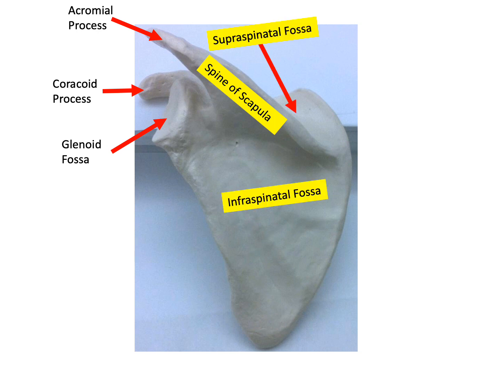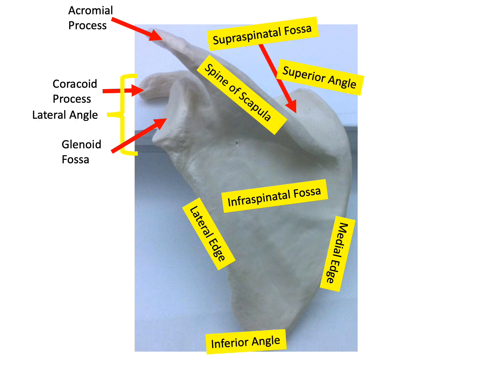Superior to the spine of the scapula, we have the supraspinatal fossa. Inferior to the spine of the scapula, we have the infraspinatal fossa. Once again, we'll have our edges. To the lateral side, we have the lateral edge, and to the medial side, we have the medial edge. And then we have our three angles, our superior angle, our inferior angle, and our lateral angle.